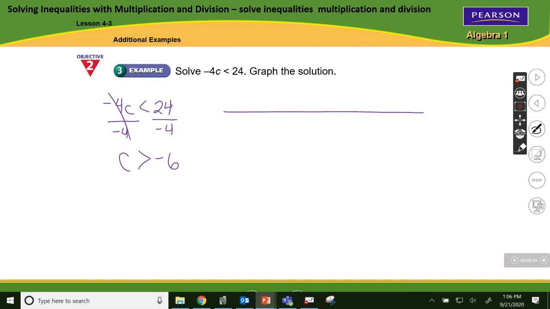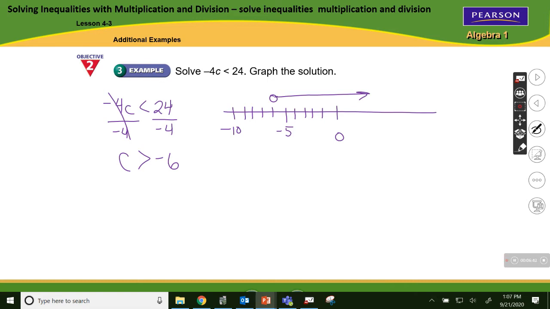Let's graph it. 0 goes here. 1, 2, 3, 4, 5, -5. 1, 2, 3, 4, 5, -10. -6, we're going to put an open circle because we don't have an equal to, and we were trying to go greater than -6, so we shall go this way, to the right.